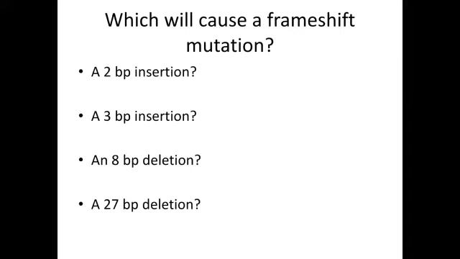So it will cause the insertion of an amino acid, but it won't cause the entire frame to be messed up. An 8 base pair deletion would cause a frameshift mutation, again, because it's not a multiple of 3, but a 27 base pair deletion would not. The 27 base pair deletion would lead to 9 amino acids deleted, but the frame would be maintained downstream of that deletion.